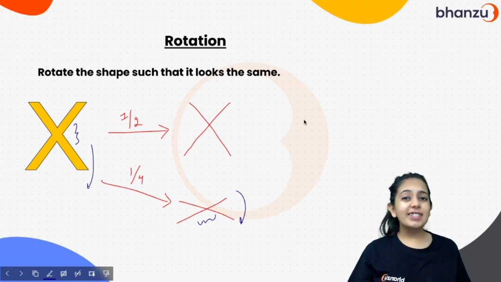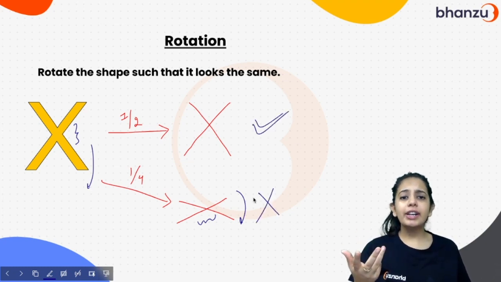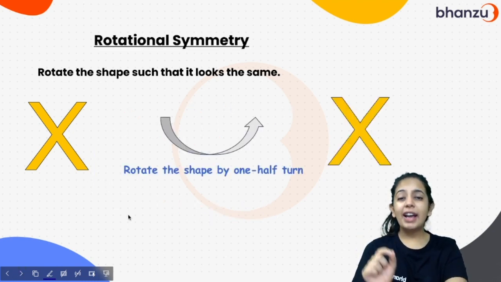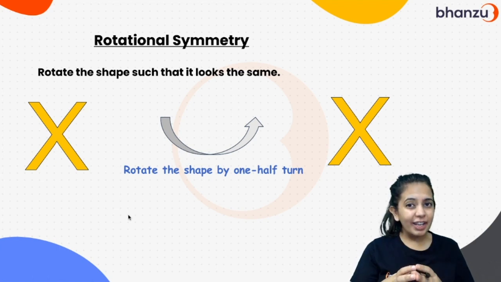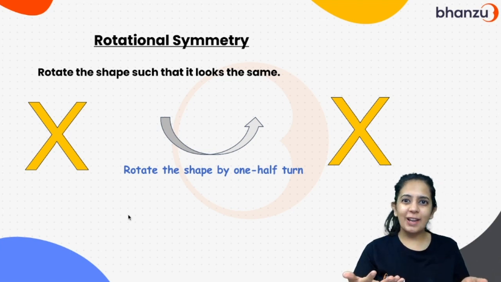Okay, so which one is similar? By the half turn, you're getting the similar shape, isn't it? But by a quarter turn, you're not getting the similar shape. So you are going to rotate this alphabet X by half turn. Then only you're going to get the same shape back. And this, my dear, over here is called rotational symmetry. You are rotating the shape, still it is looking the same, right?